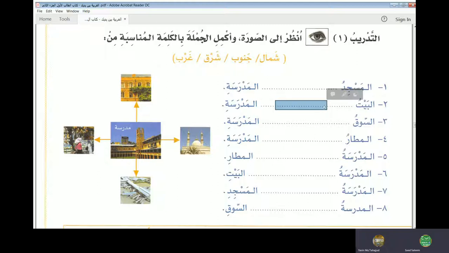Is that Shamal? Which one is Bayt? I think we don't have a Bayt here. Maybe they are calling this the house. Okay, this is the house. Al-Bayt shamal al-madrasa, correct. Ash-Shaqqa... As-Souq, oh, the market, okay, yeah. As-Souq gharb al-madrasa.